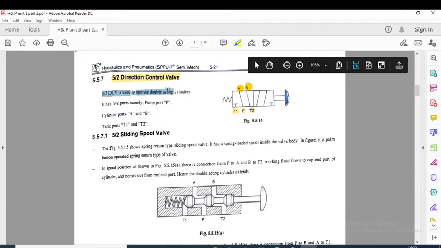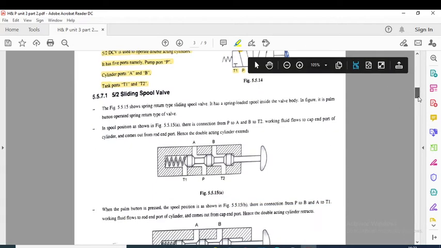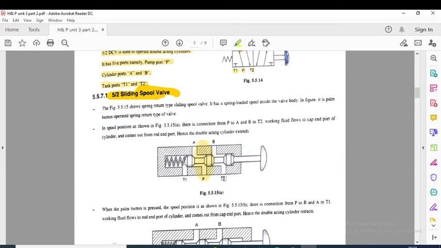Here you can read that the 5/2 direction control valve is used to operate a double acting cylinder. It has 5 ports, namely pump port P, cylinder ports A and B, and tank ports T1 and T2. Here we can see this 5/2 sliding spool valve. In this figure they show us the 5/2 sliding spool type direction control valve. You can see the port names here: port A, port B, port P, and port T. This is the tank port T1, and this is the port P for the pump.